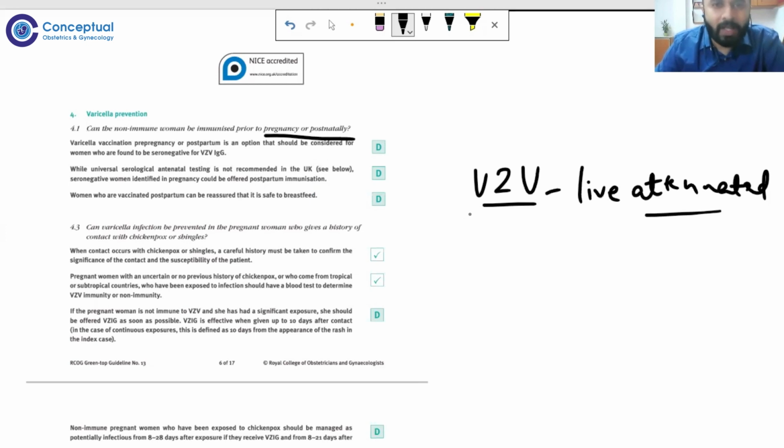It is recommended that you ask those women if they ever had a bout of chickenpox, an episode of chickenpox in their childhood. Often in countries like the UK, they even consider doing sero testing from the blood that is collected at the first visit. But given that it's not a cost-intensive thing, we do not practice it in our country.